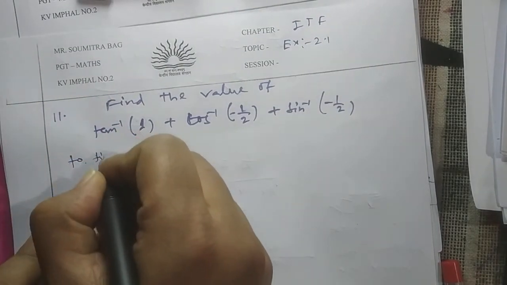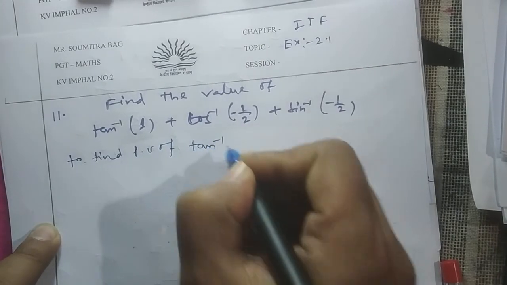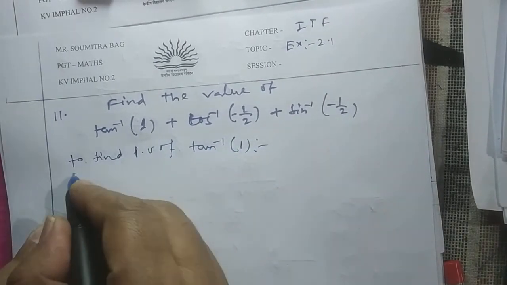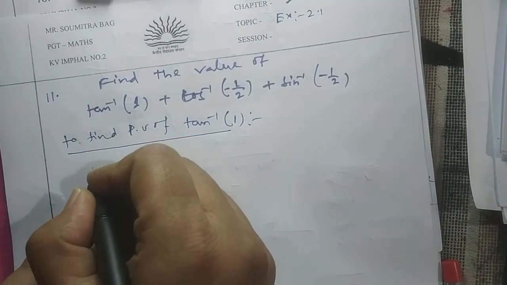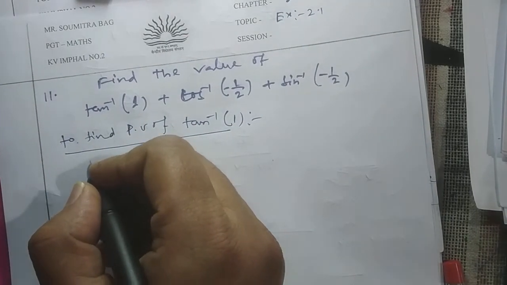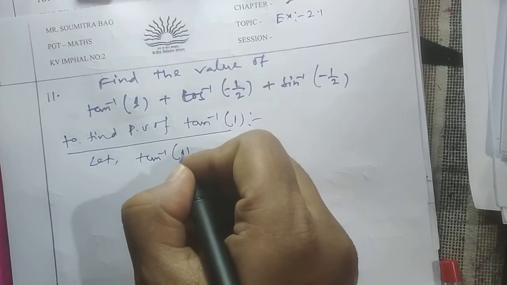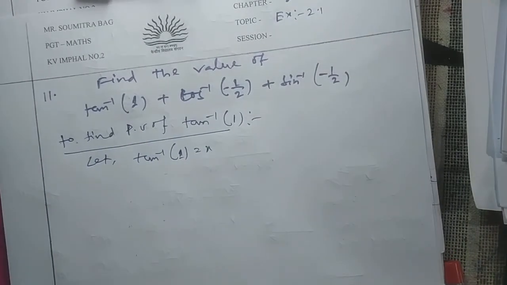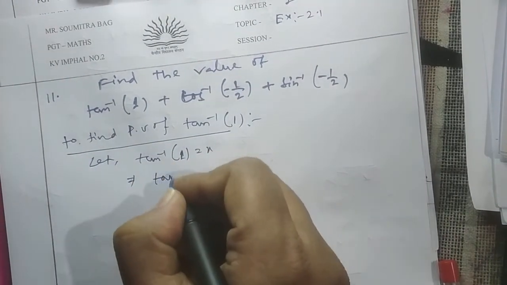First, to find the PV of tan inverse 1, make the column in this way. Make the point in this way. In a similar manner, let tan inverse 1 equal to x. So from here you can say tan x equal to 1.